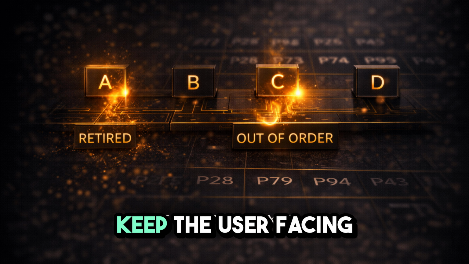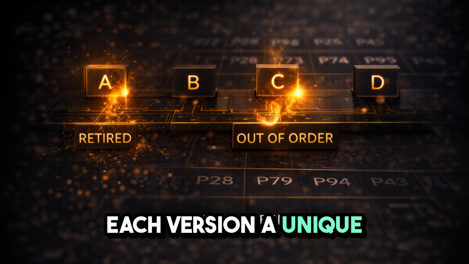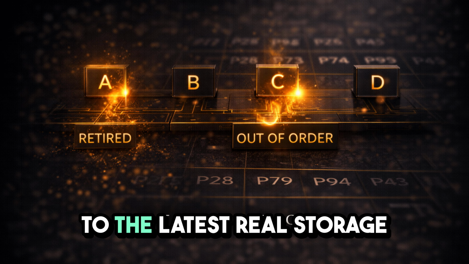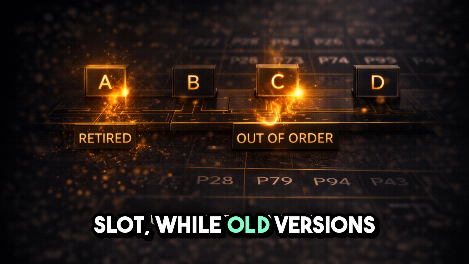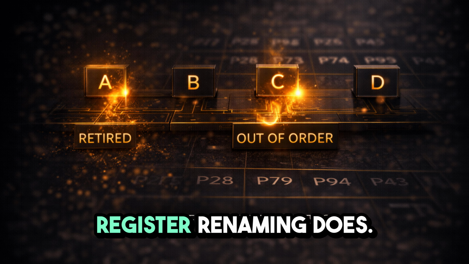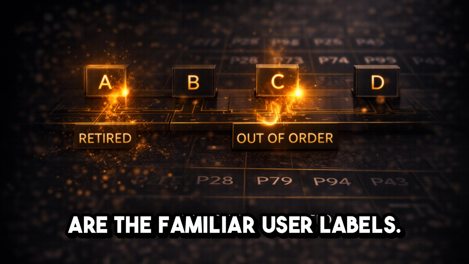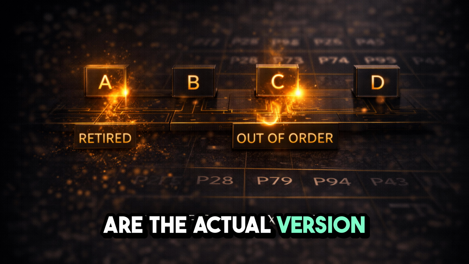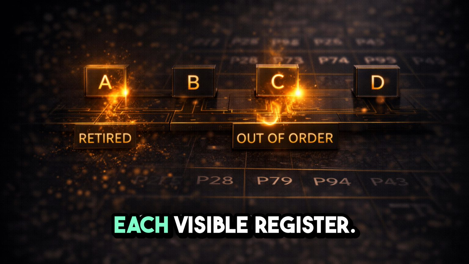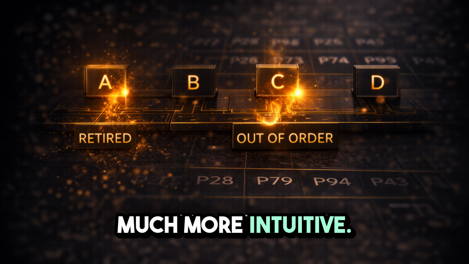A better system would keep the user-facing project labels the same, but internally assign each version a unique storage location. Then current project file A is just a mapping to the latest real storage slot, while old versions remain available until nobody needs them anymore. That is basically what register renaming does. Architectural register names are the familiar user labels. Physical registers are the actual version storage slots. The rename map says which slot currently represents each visible register. Once you see it that way, the whole mechanism becomes much more intuitive.